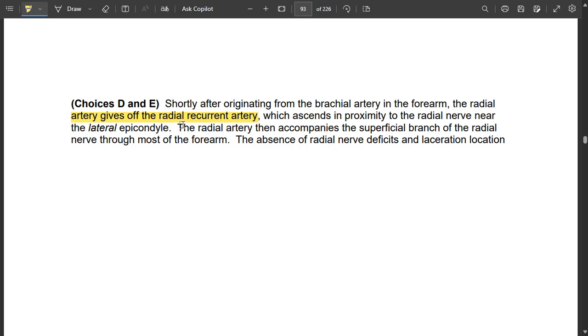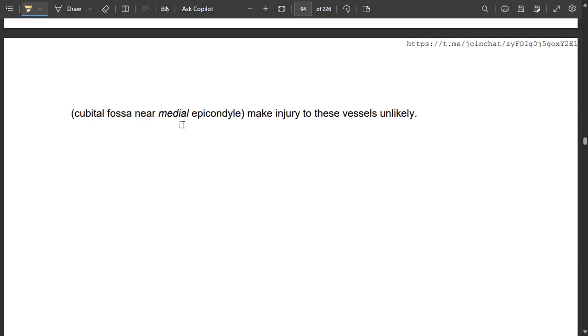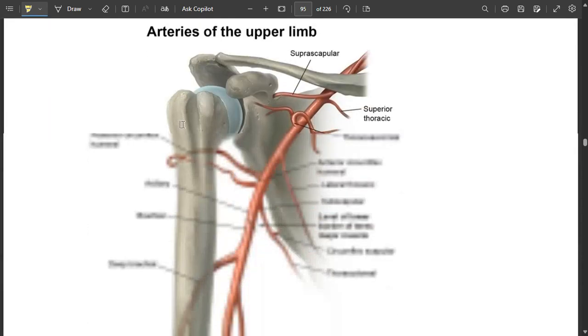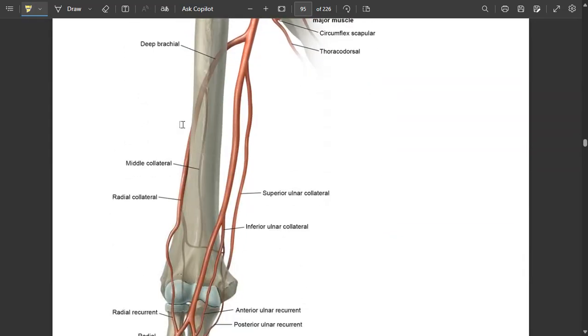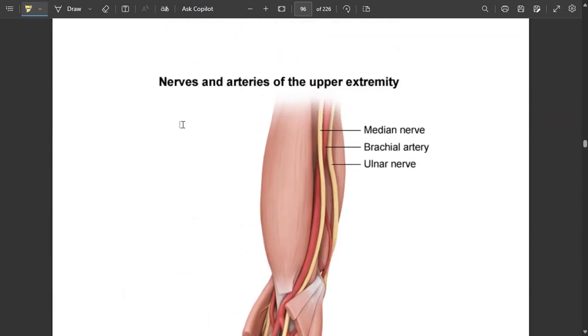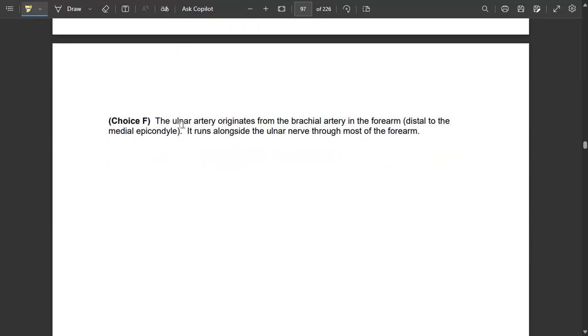The absence of radial nerve deficits and the laceration location, cubital fossa near medial, make injury to these vessels unlikely. Because it is present medially, radial nerve injury is very unlikely. Radial artery injury is mostly unlikely. And so there are so many pages of these questions, right?